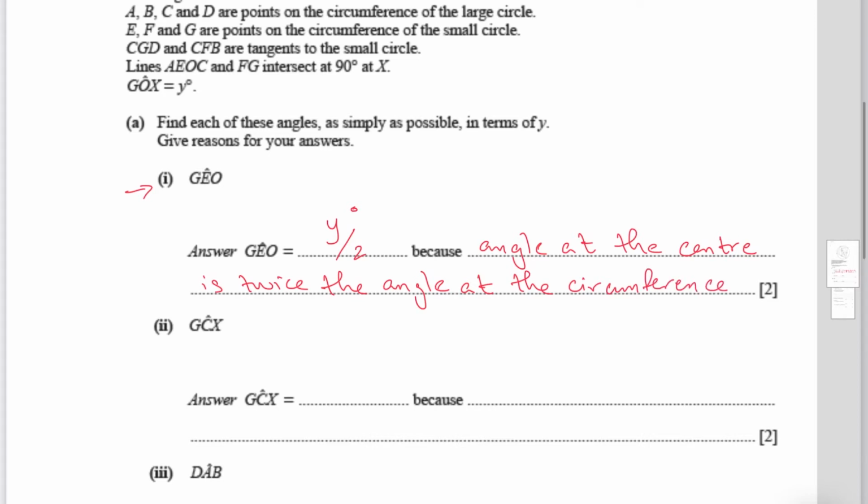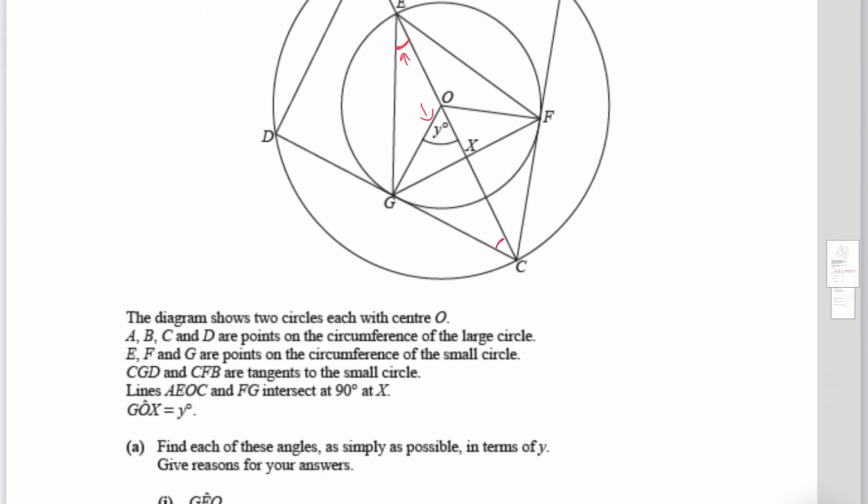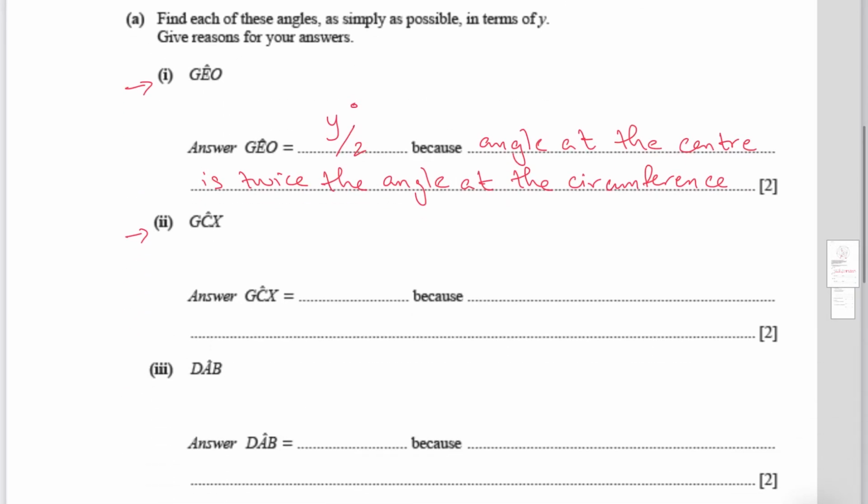circumference. Okay, the next part says find GCX. They've asked us to find this angle right here. If we look closely, CGD is a tangent, and if this is a tangent, then angle CGO, that means this angle is 90 degrees. If this is 90 degrees and this is Y, you add the 2 and subtract it from 180, you would get this angle right here. So let's do that. So GCX is equal to 180 minus the sum of 90 and Y. When you open this up, you get 90 minus Y, which is your angle. So you write 90 minus Y degrees over here.